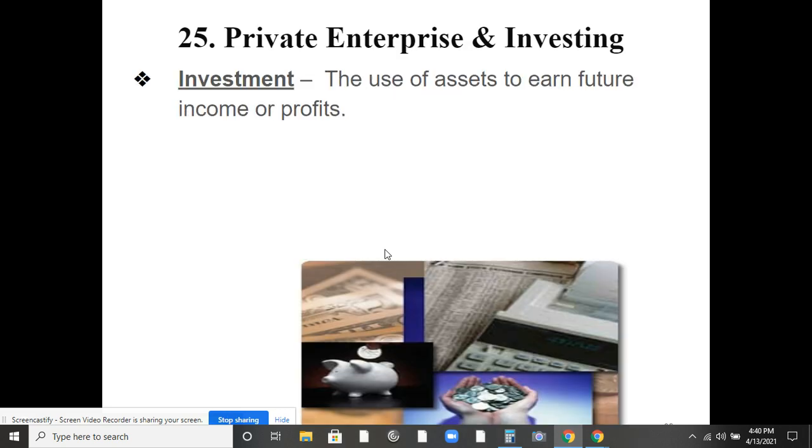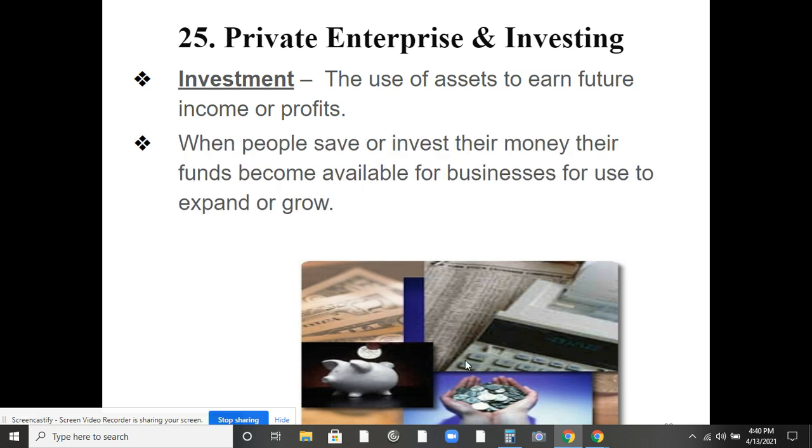Private enterprise and investment, the use of assets to earn future income or profits. Piggy bank, savings. When people save or invest their money, their funds become available for business, to use to expand or grow. Investment is basically economic growth. All right, so let's go ahead and add the notes.